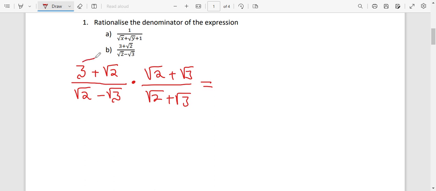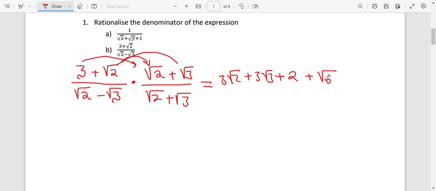So start with the 3. 3 multiplies root 2, that is going to be 3 root 2. 3 multiplies root 3, that will be 3 root 3. And then root 2 multiplies root 2, that is going to be a 2, right? Because the 2's which are inside are going to multiply each other, they are going to have root 4. We know square root of 4 is a 2. And then root 2 times root 3, that is going to give us root 6. Just multiply the two numbers which are inside.